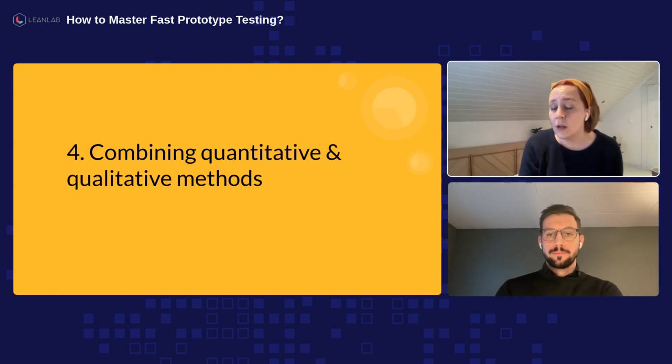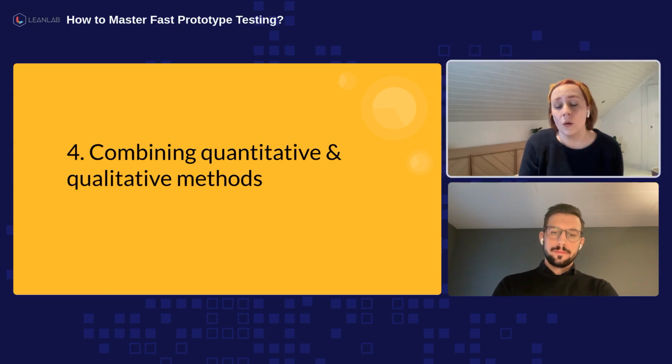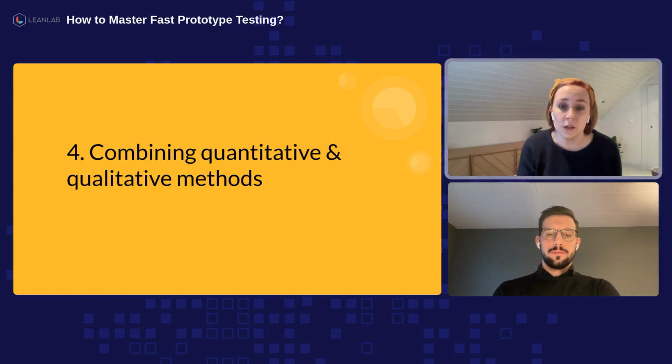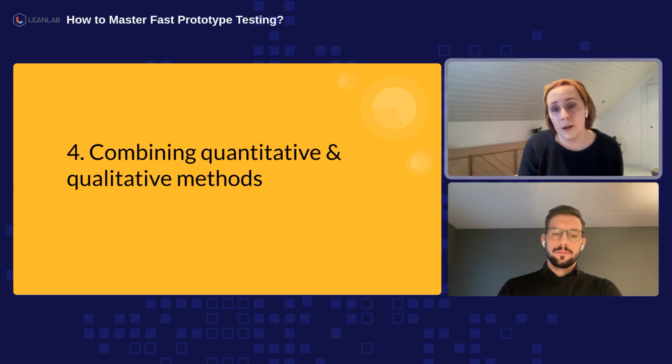So quantitative methods enable us to more widely validate the prototype itself, testing the ease of use or the improvement to the user experience. But then on the qualitative side, we gain learnings about how we optimize it further and how we ensure that we add value to the different user groups that we have.